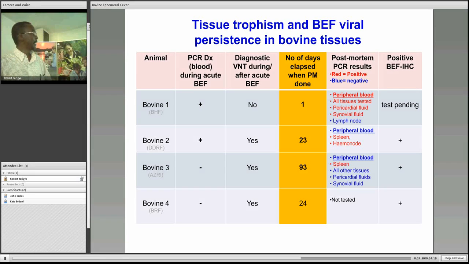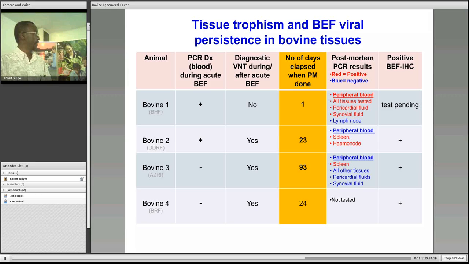On day 23, you had the blood testing negative, but the spleen and hemorrhoid testing positive, meaning the virus has disappeared from blood, but is still somewhere else, in this case, spleen and hemorrhoid. And on day 93, you have the blood negative, of course, but spleen positive, and the rest of the samples negative.